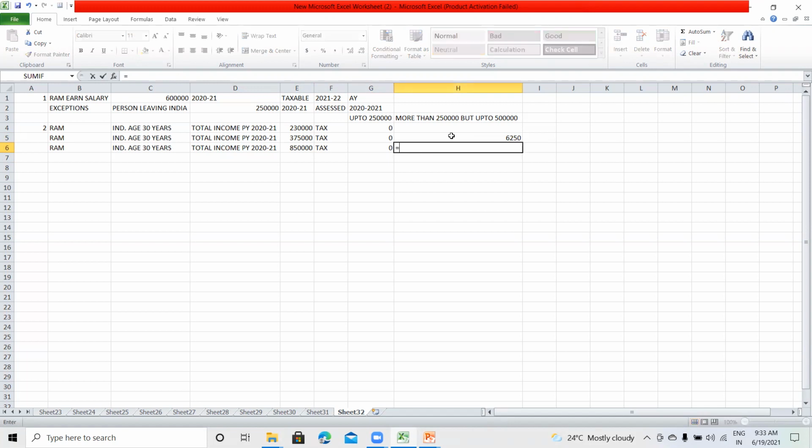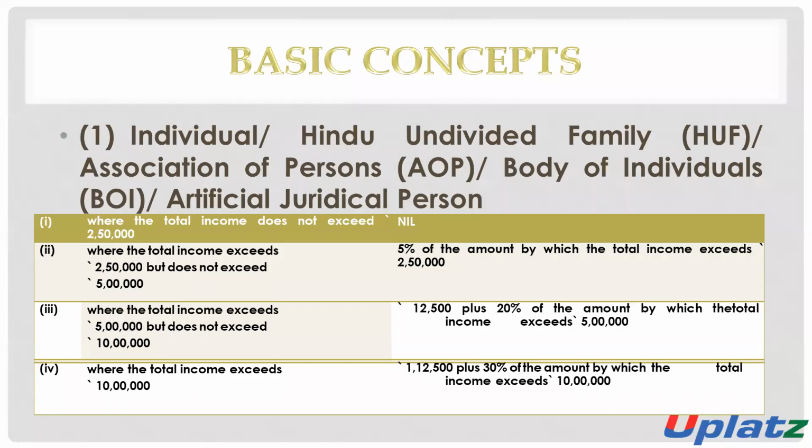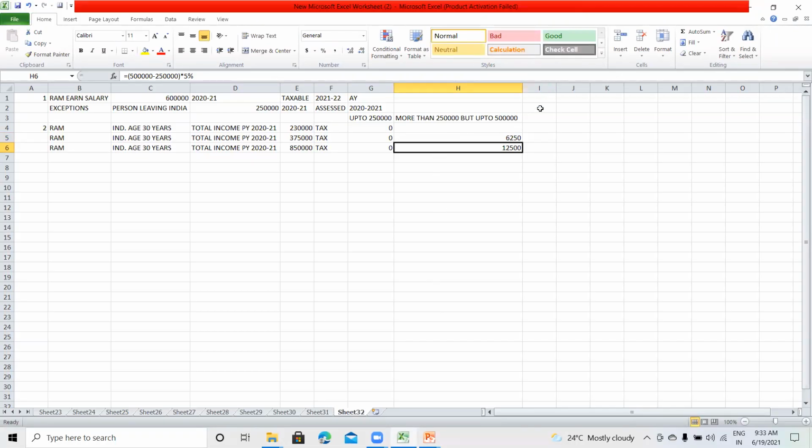His income is more than 5 lakh, so the income which is more than 2,50,000 but up to 5 lakh, means 5 lakh minus 2,50,000, that is 2,50,000, will be taxable at 5%. This is 12,500. And then more than 5 lakh but up to 10 lakh.